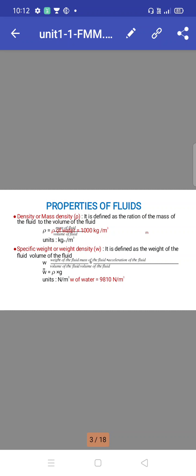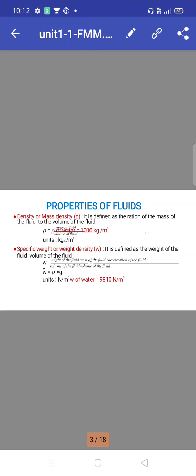Then next we move on to properties of fluids. In properties of fluids, the first one is mass density, or simply we call it density. It is denoted by rho. We can define it as the ratio of mass to the volume of the fluid. So density rho is equal to mass per volume.